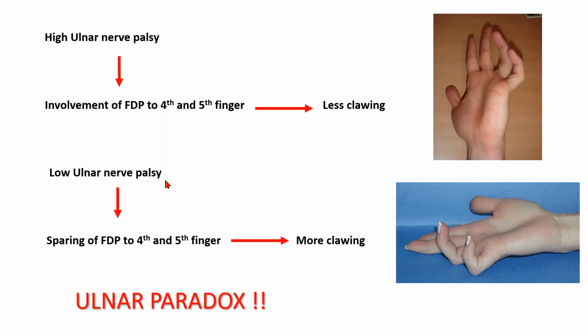So when this is lost, the amount of clawing that is present in the hand will be less. Whereas in case of low ulnar nerve palsy, the lesion is close to the level of the Guyon's canal or the wrist joint. So these tendons in the forearm, the FDP for the fifth and fourth finger, will still act. They are not countered by the lumbrical muscle. The MCP flexion is not happening, right? So automatically the MCP will go into hyperextension. Now, because of the stretching that happens here and the intact FDP tendon to the fourth and fifth finger, the clawing is exaggerated.